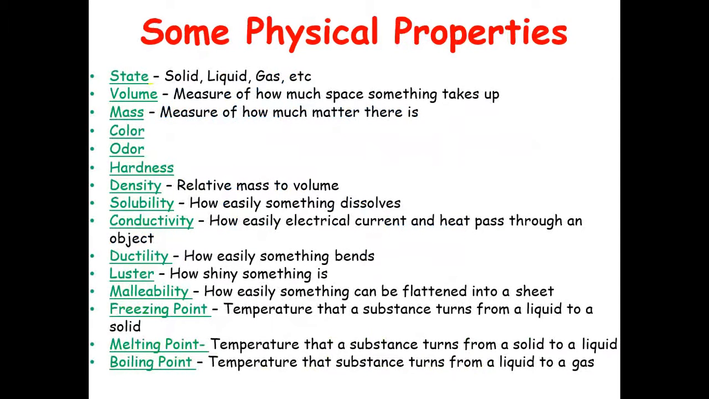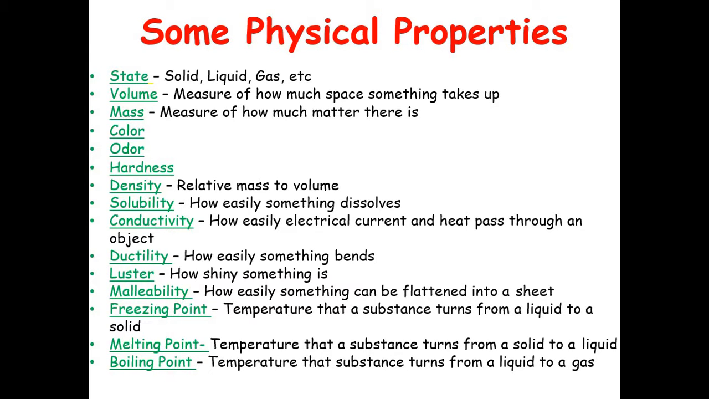Some physical properties are the state, which means it may be solid, liquid, or gas; the volume, how much space something takes; the mass, which measures how much matter is inside it; the color, odor, or hardness, whether it's soft or hard; and the density, the relative mass to volume. We took the law before: density equals mass over volume. And the solubility, how easily something dissolves when I dissolve one substance into another, is also a physical property.